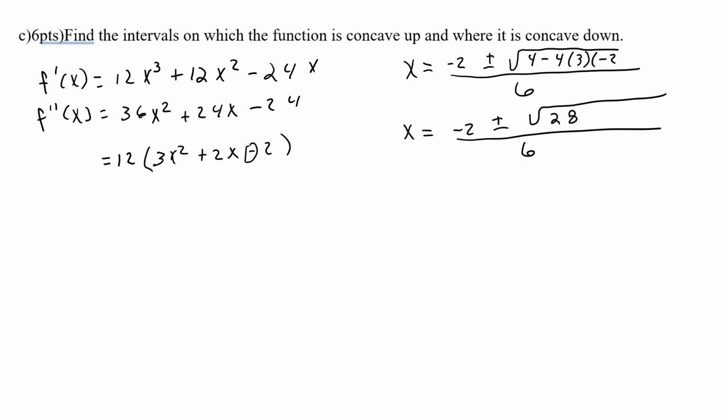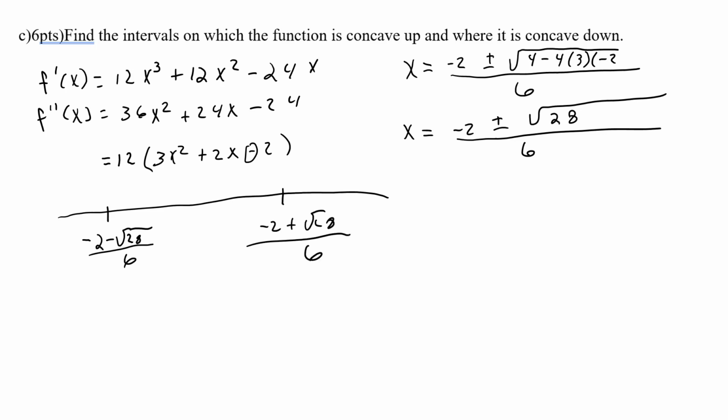This is a real number. It's just not a nice rational number. It does have a spot on the number line, right? And so then you have two numbers. They're not critical numbers because the critical numbers are where the first derivative is 0. But you have two numbers that make the second derivative 0. Negative 2 minus the square root of 28, all divided by 6. And negative 2 plus the square root of 28, all divided by 6.